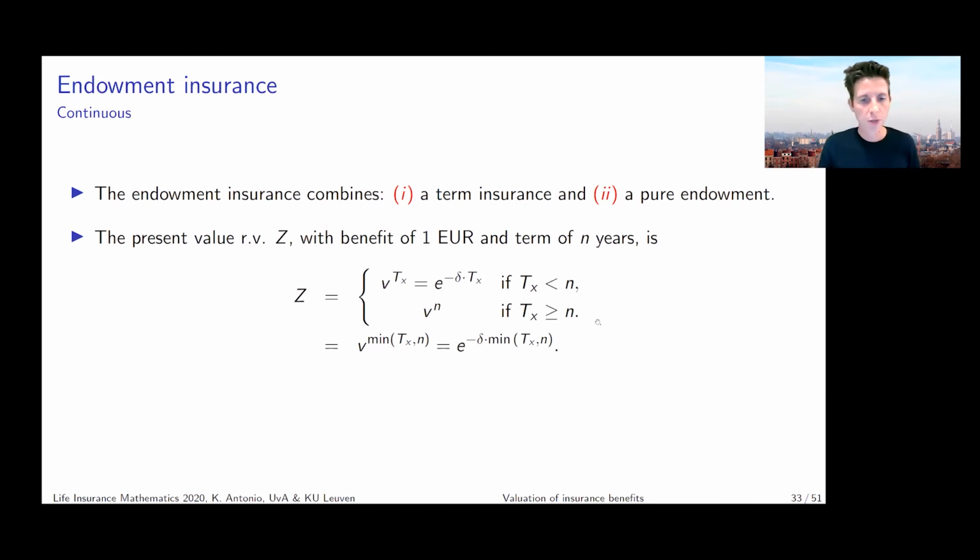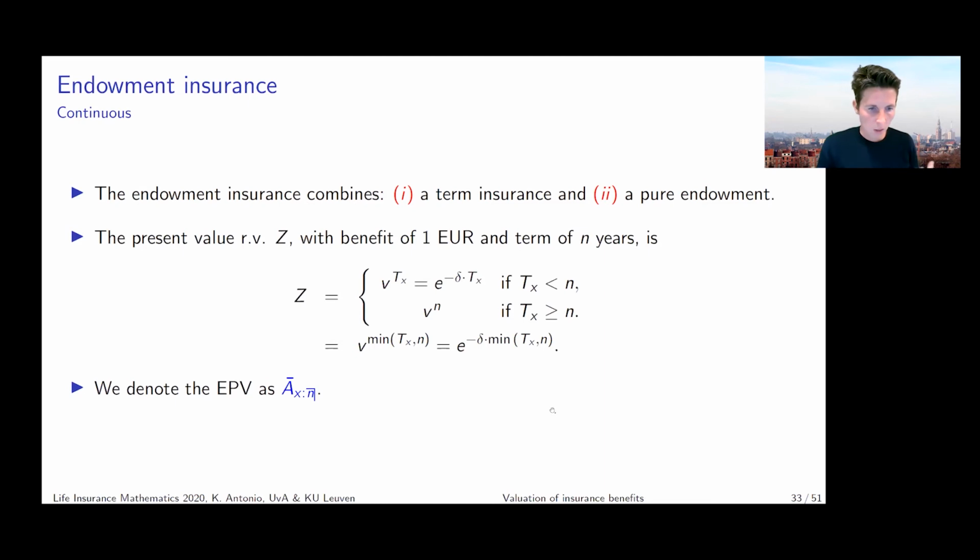So what we need to figure out now is how to write down an integral expression for this particular type of product. I'm going to start with an endowment insurance in continuous time. So that means if you die within the first n years of the policy, then the death benefit will be paid at the moment of death.